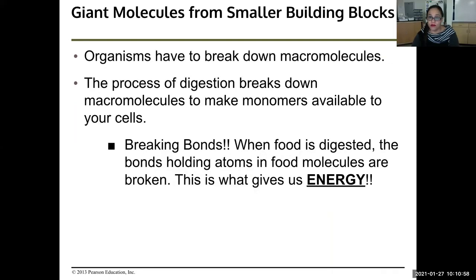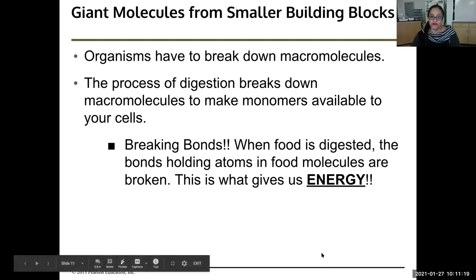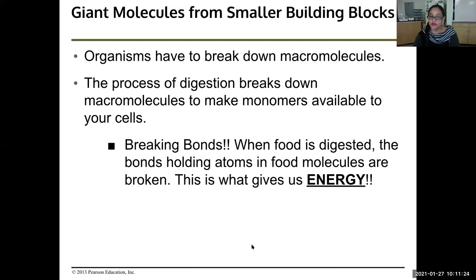Organisms have to break down macromolecules. The process of digestion breaks down macromolecules to make monomers that are available to your cells. So we eat protein, which is a huge polymer, or carbohydrates, which is a huge polymer. And then it goes through our digestive system and it breaks down into the individual subunits because our cells can't use them until they are broken down. And then the breaking of bonds. When food is digested, the bonds holding the atoms together in food molecules are broken, and this is what gives us energy. So the longer the molecule is that we eat, the more energy it's storing for our bodies to use.